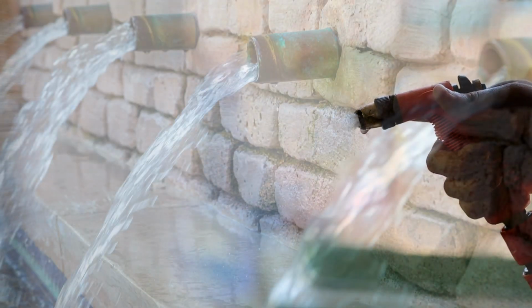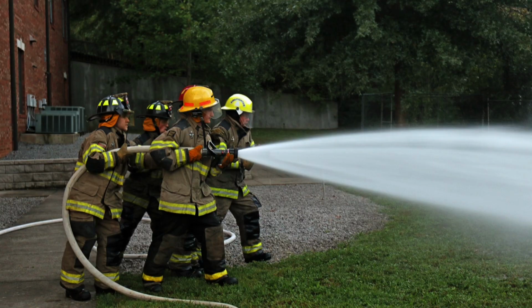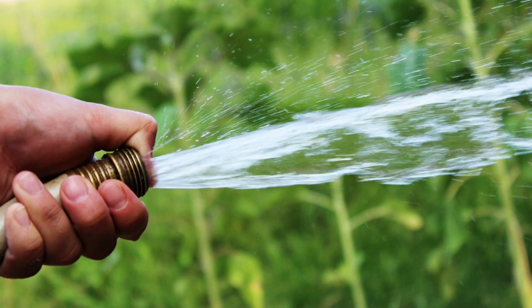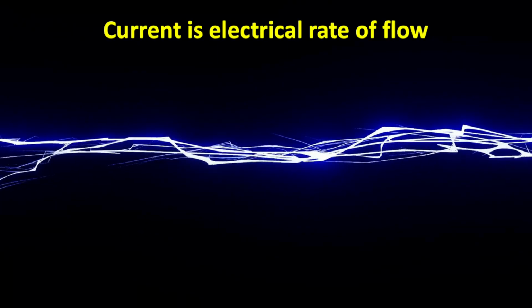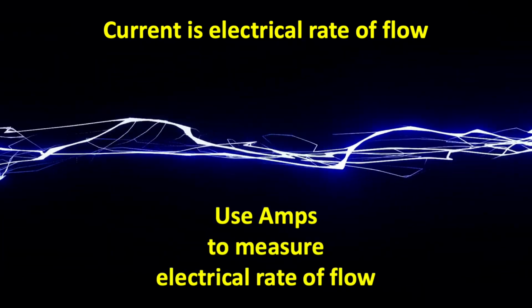Finally, think of the rate of flow as being how much water actually moves. This could be determined by how big the pipe is. If the water always moves at the same speed, bigger pipes will move more water than smaller pipes. In electricity, we refer to this rate of flow as current, and we measure current using units known as amps.